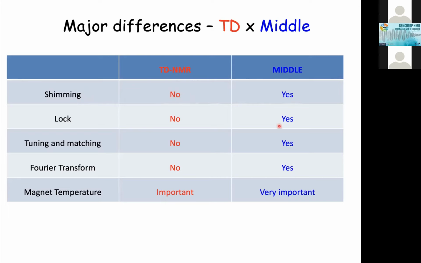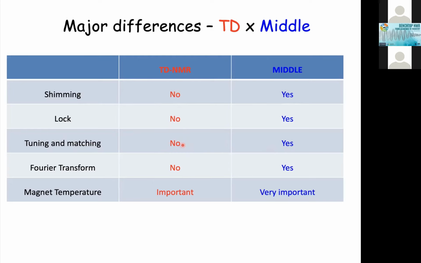Another thing that you have to do in high resolution is lock. Lock is a way to maintain the magnetic field very precise. In a lock system, the NMR detector can detect the resonance frequency, and also you can actuate, increasing or decreasing the magnetic field using a coil to compensate for the variation due to temperature or other problems that can occur around the magnet. But in time domain, there is no need for lock. Tuning and matching is a procedure also needed for middle or high resolution NMR, but there is no need for daily tuning, for example.